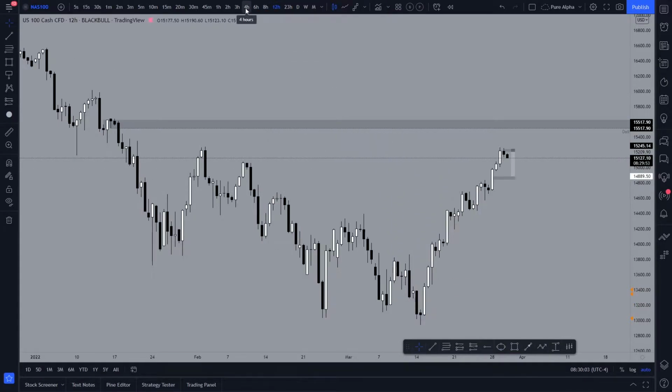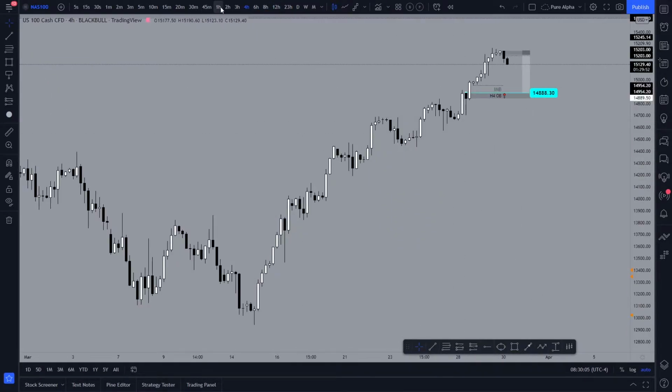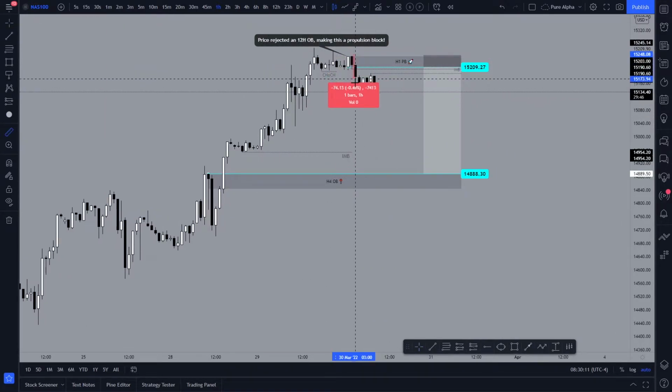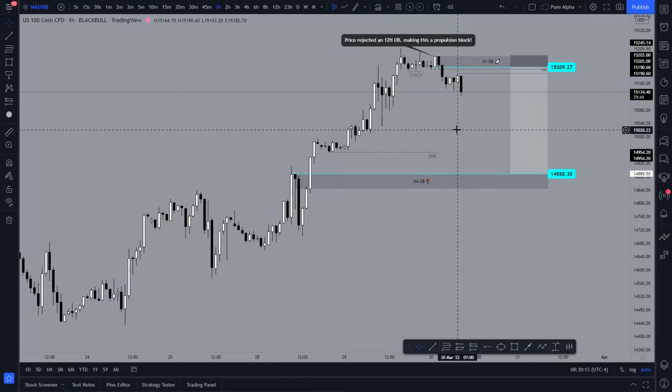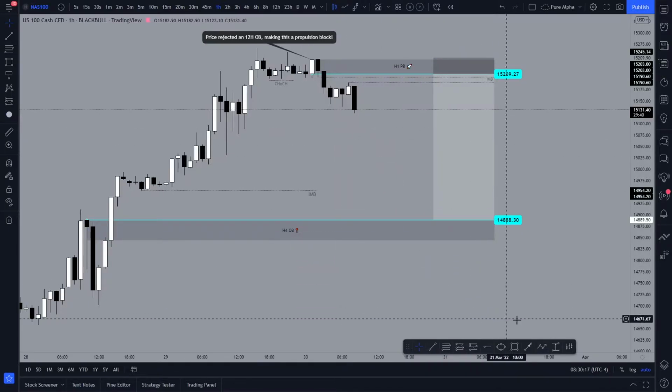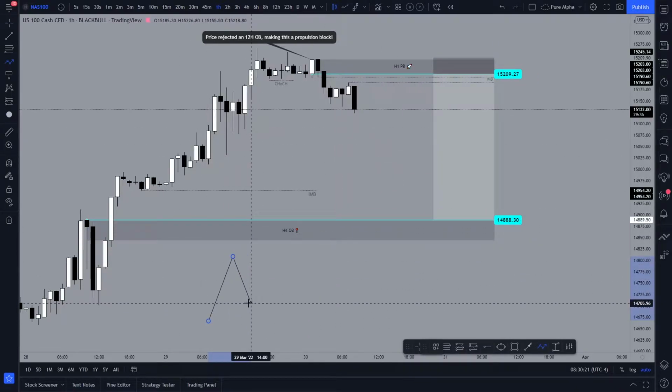Alright, so now I went down to H1, and this is the close of the H12 order block. So we just rejected it, and what I normally do is wait for a propulsion block to form, which if you don't know what a propulsion block is, it's just an order block within an order block. Think about it that way.